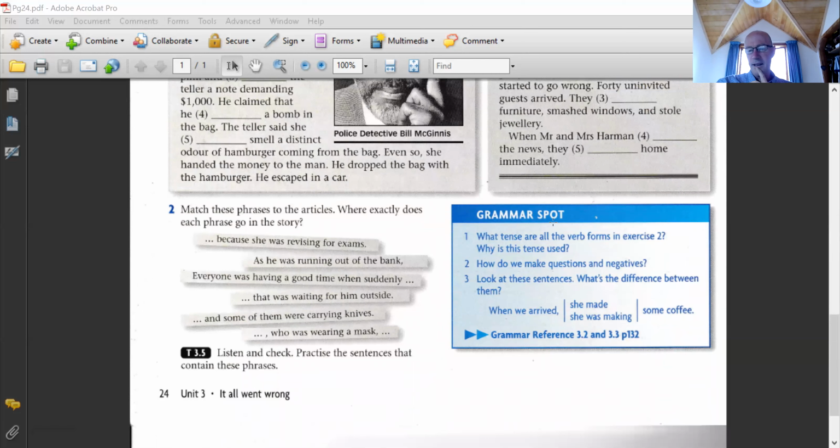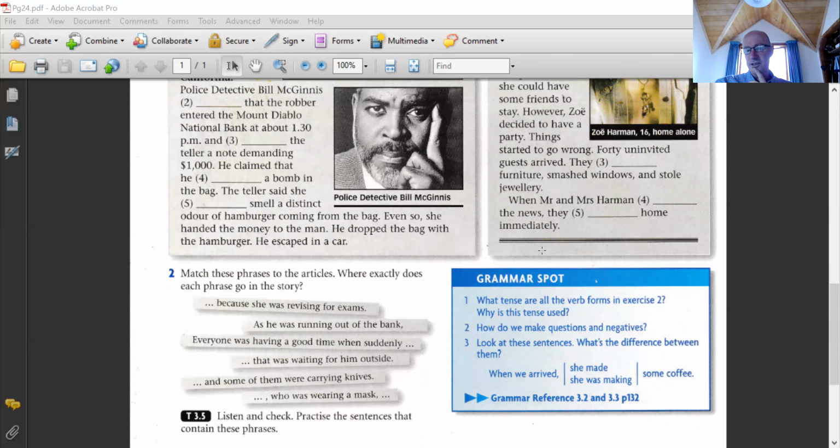Right, and then next week we'll have a look at this grammar spot as well. Okay, so it's quite a lot of homework, but you've got a whole week to do it, so it's good to practice. And then next week we can do more talking and less reading.